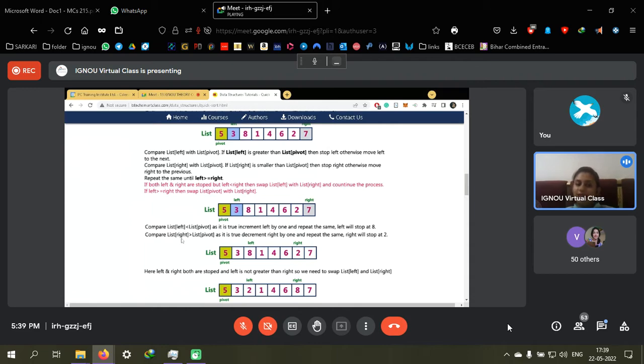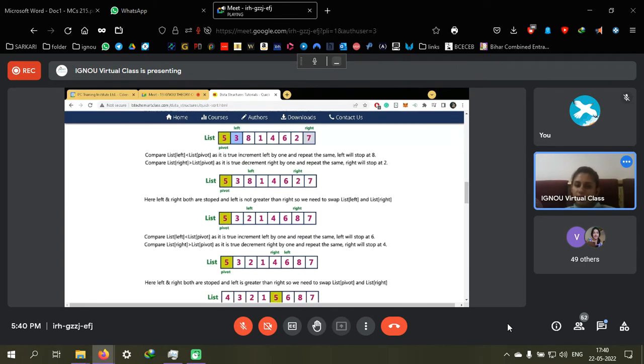Now compare the right value. Right is greater than pivot, as it is true, decrement right by 1. So here this is the right value. Right is greater than pivot, so you have to decrement it. So decrease it, right is here. Now the right is smaller than the pivot. Both the values are here, this condition is true. Then we have to swap both the values, left and right. So here is 2 and here is 8.